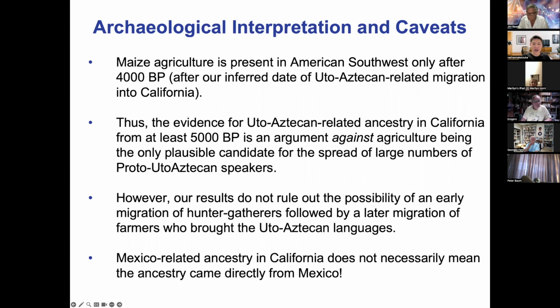Another caveat is that the Mexico-related ancestry in California doesn't mean that the ancestry might have come directly from Mexico. It perhaps might have come in from Arizona and just was Mexico-related. It could theoretically have come in from the Great Basin as well. It might have come from Mexico up to the Great Basin and then down to California, but we need more individuals from the Great Basin to determine the route of migration into California.